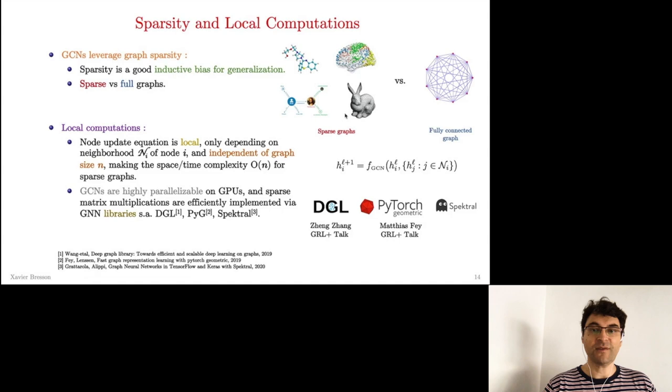GCN leverages graph sparsity. So remember, for NLP, we don't have any topology. Everything is connected to everything. But the topology is very important, right? So we want to leverage this topology because it's a very good inductive bias for generalization. Local computation, so all the computations you see are local and independent of the graph size, okay? And so it means that this is highly parallelizable on GPU. And you have modern GNN libraries like DGL, PyTorch Geometric and Spektral. So at the workshop, there will be Zhang Zhang and Matthias Fey who will talk about them, who really did a wonderful job with efficient implementations of GNNs.